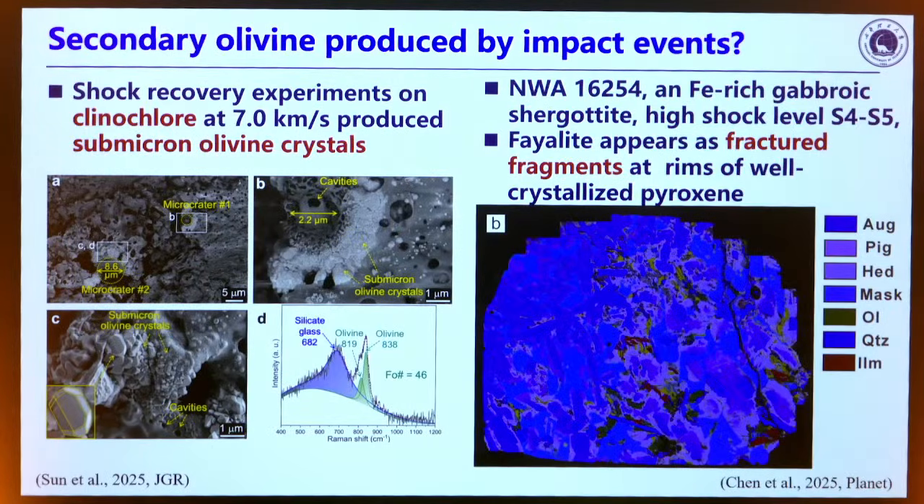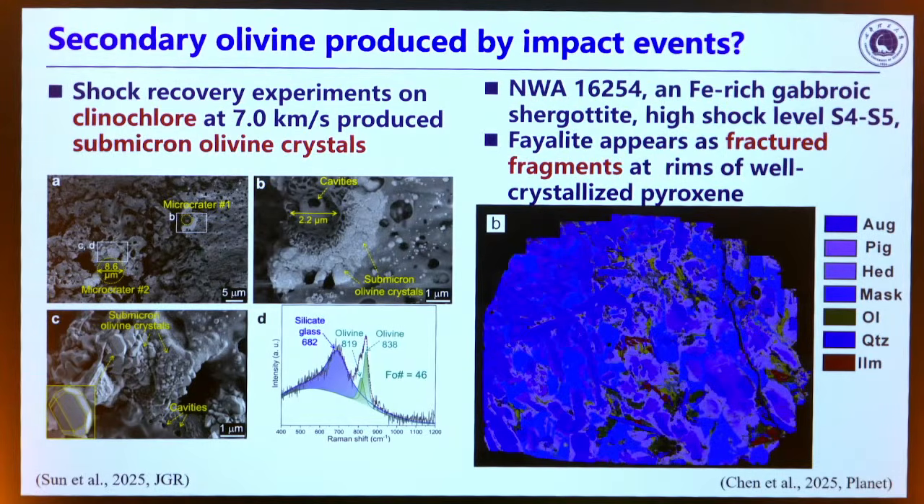And another two observations that we thought might be interesting for Mars is that we may have iron-rich olivine that is secondary, produced by impacting events. One thing is that when we do the shock recovery experiments on the phyllosilicate with a very high speed impact, from the remelt we form submicron olivine crystals in our products.